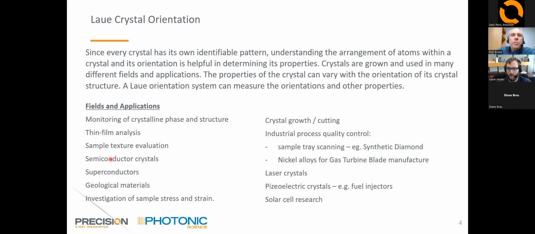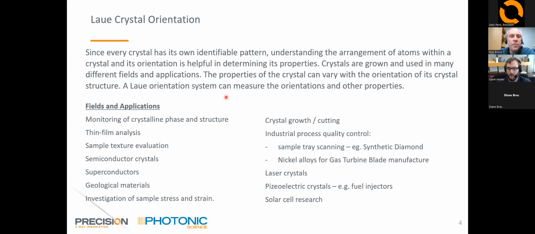Different crystals have different patterns, and crystals are grown and used in a variety of fields and applications. I've listed some of them here, and the properties of crystals can vary considerably depending on the orientation. So you might need to measure the orientation, and a Laue system can do that for you.